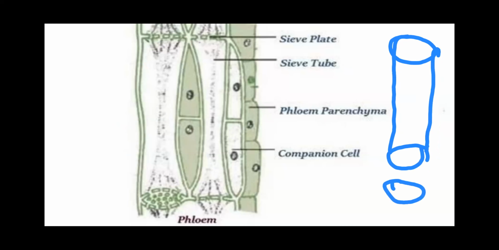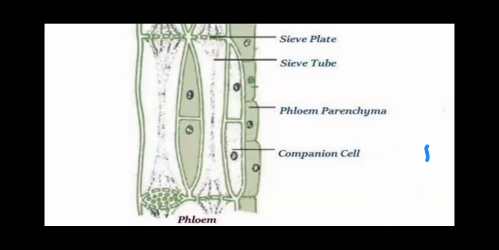Another one placed below it. So in this region, they have perforations. So when they get placed one above the other, materials can be conducted via these perforated transverse walls.